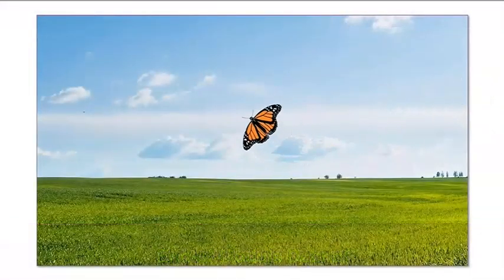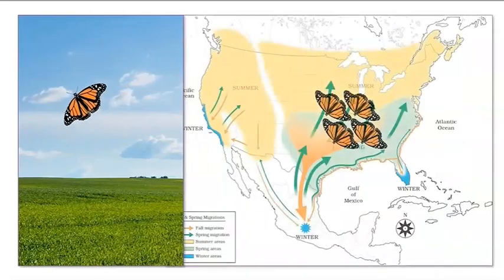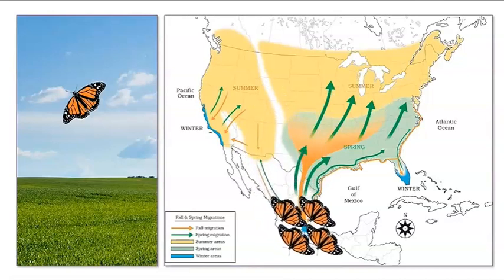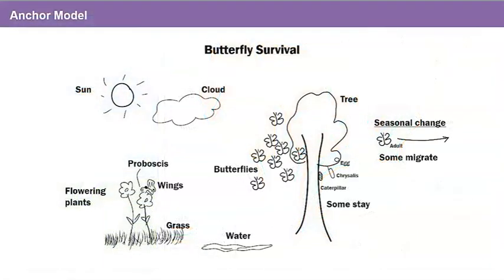This butterfly needs your help. It was separated from its group during its seasonal migration. We need to help the butterfly find its way back to the group so that it can spend the winter with its group in Mexico. But how will we know how to help our butterfly? What does our butterfly need to survive its long journey south? Let's look at our anchor model. Maybe it has some clues to help us.